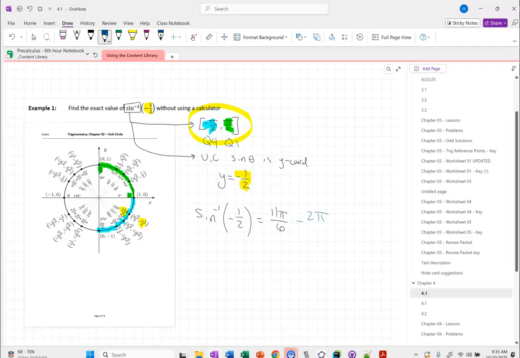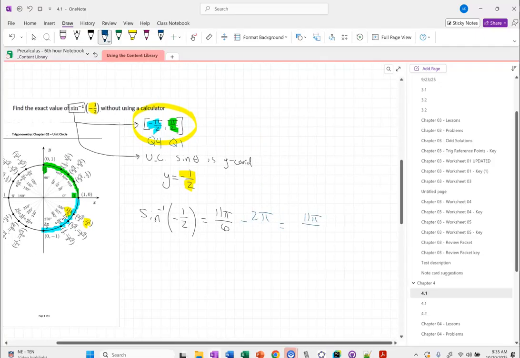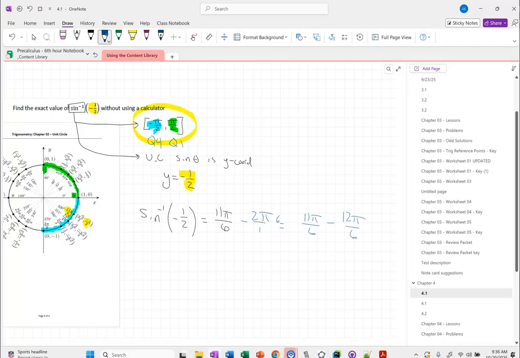If I'm going to subtract 2 pi from 11 pi over 6, what do I need to have? Common denominator. What would that common denominator be? 6 is right. So that's going to be 11 pi over 6 minus 12 pi over 6. What's 11 pi over 6 minus 12 pi over 6? Negative 1 pi over 6, or let's just write negative pi over 6. That's our answer.